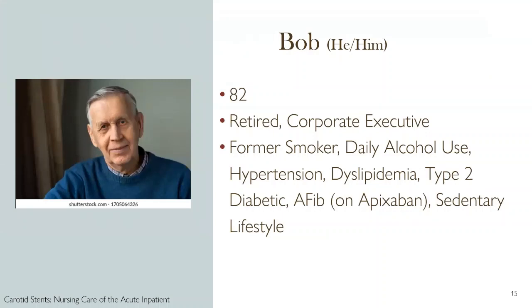Okay, so here is Bob. Bob is an 82-year-old cisgender male. He retired 10 years ago from a long career as a corporate executive. His past medical history includes many vascular risk factors. So he's a former smoker, continued daily alcohol use, he has high blood pressure, dyslipidemia, he's a type 2 diabetic, he has AFib, he's currently on apixaban, and he has a sedentary lifestyle.